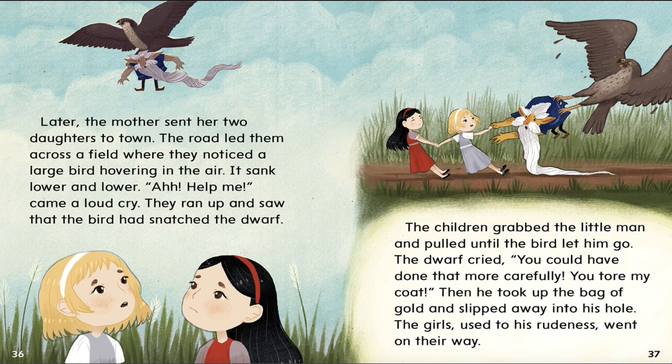Later, the mother sent her 2 daughters to town. The road led them across a field where they noticed a large bird hovering in the air. It sank lower and lower. "Ah, help me!" came a loud cry. They ran up and saw that the bird had snatched the dwarf. The children grabbed the little man and pulled until the bird let him go. The dwarf cried, "You could have done that more carefully. You tore my coat." Then he took up the bag of gold and slipped away into his hole. The girls, used to his rudeness, went on their way.